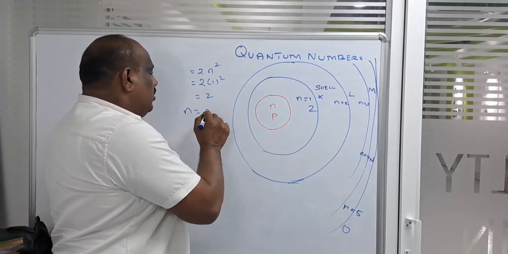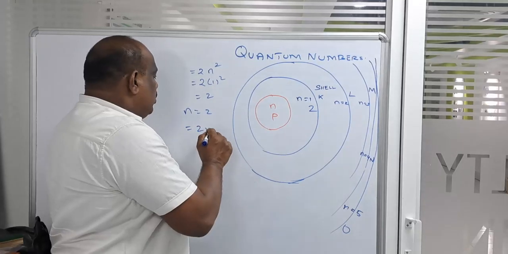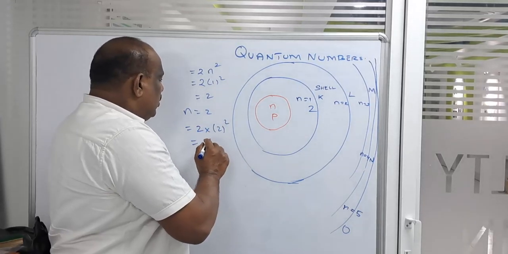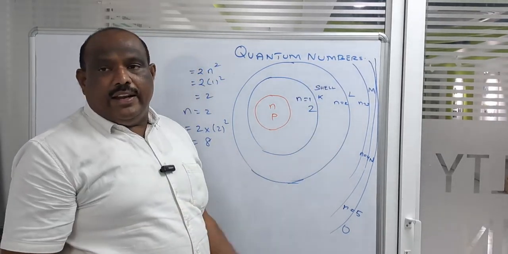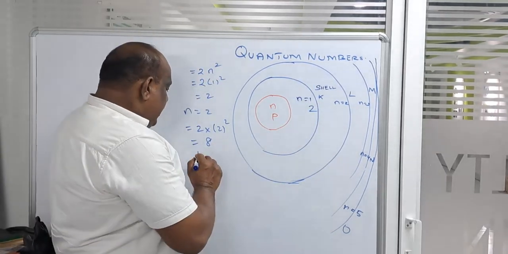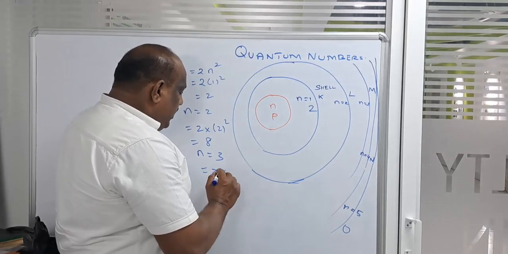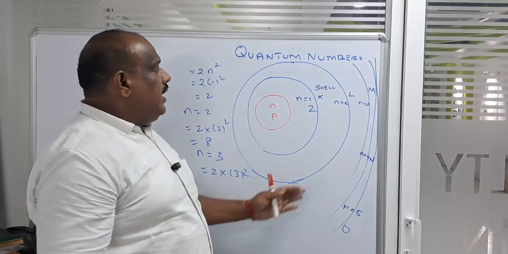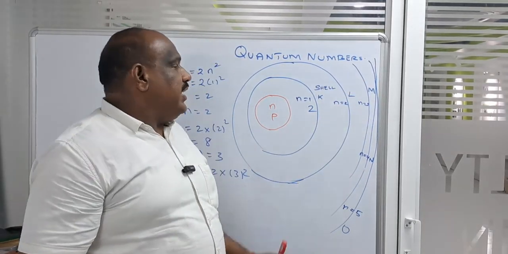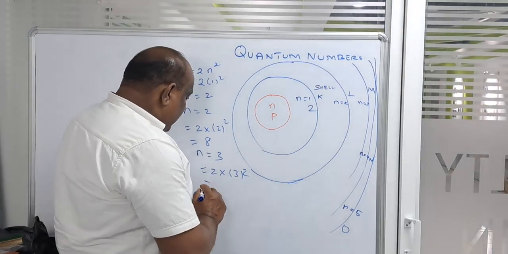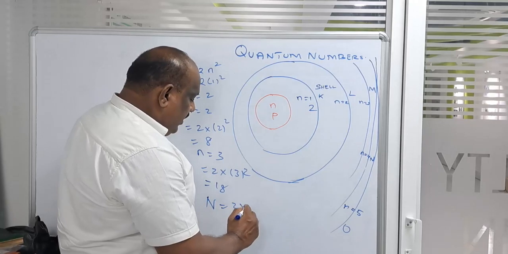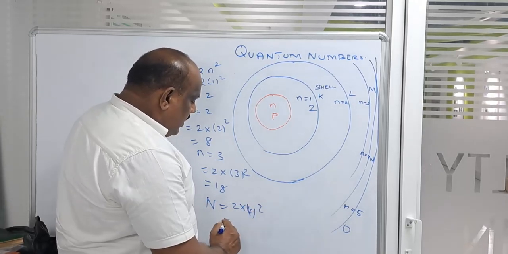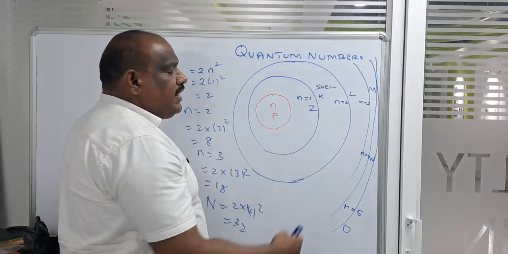When n equals 2, it becomes 2 into 2 squared, so it is 2 into 4, which is 8. So in the L shell we can have a maximum of 8 electrons. And when n equals 3, it will be 2 into 3 squared. So in the M shell we can have a maximum of 18 electrons. In case of N, it is 2 into 4 squared, so 16 into 2 is 32 electrons can be occupied in the N shell.